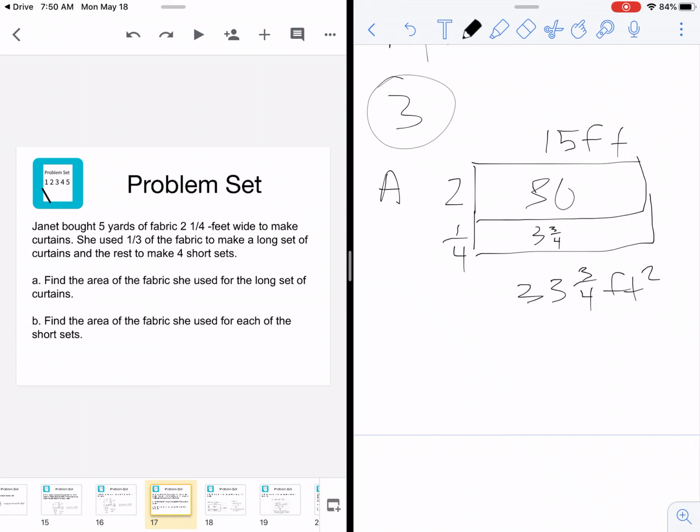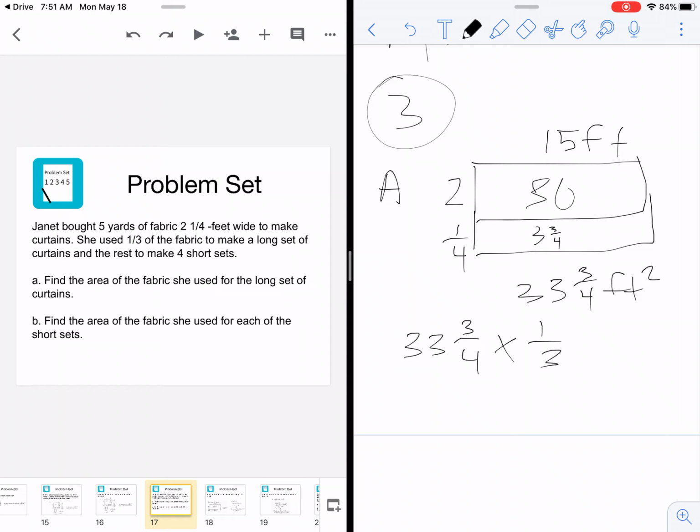Okay, that is for the entire set. Okay, but we don't necessarily need that entire set because it says she used 1/3 of the fabric to make a long set and the rest to make 4 short sets. So we have to know what 1/3 of 33 3/4 is. So this is the long set. So 33 and 3/4. And we want 1/3 of it, right?